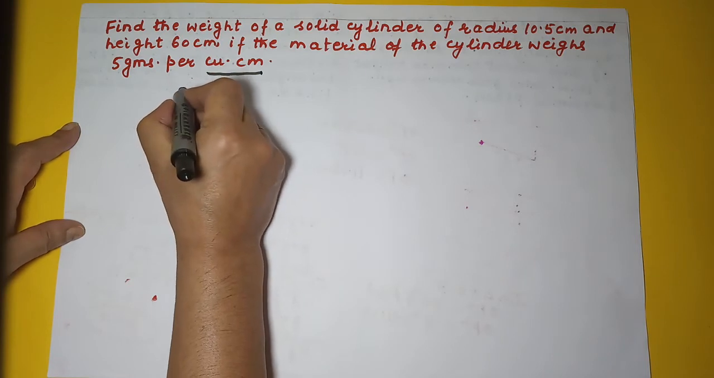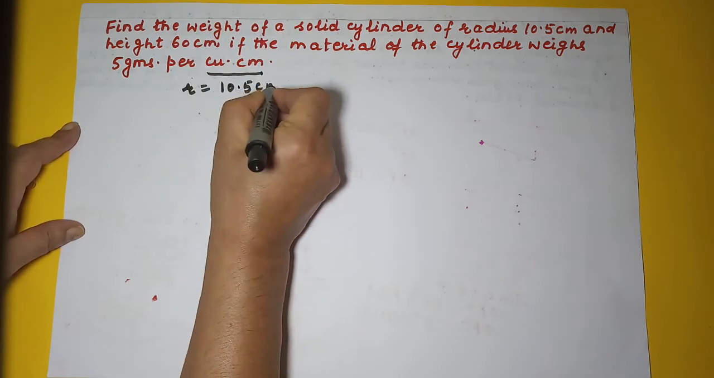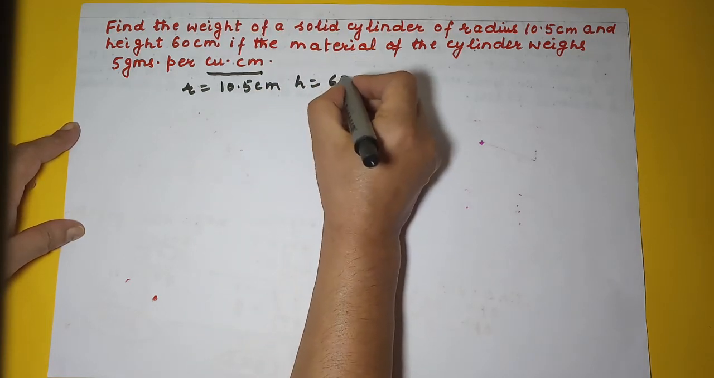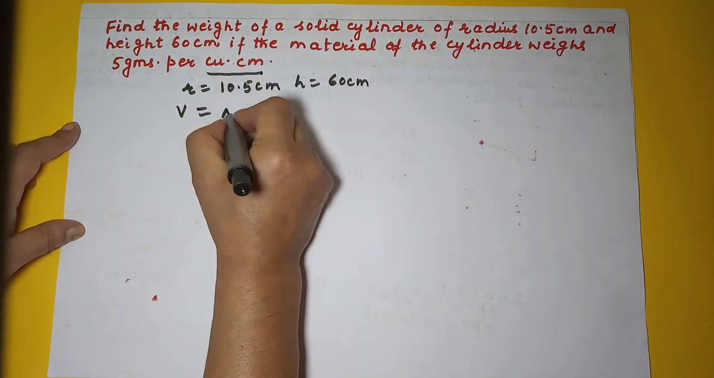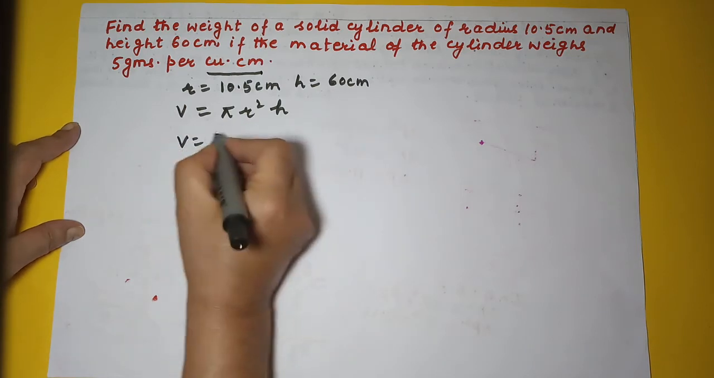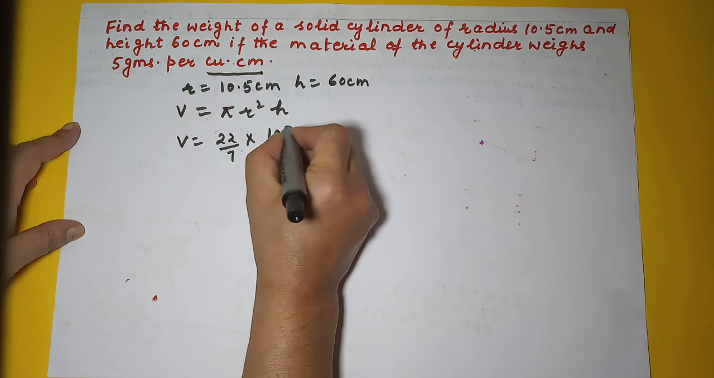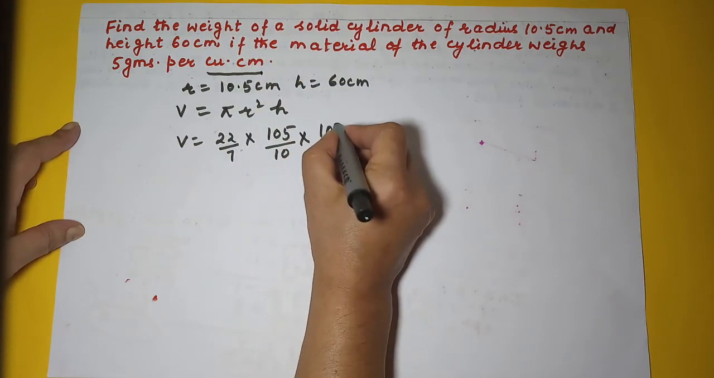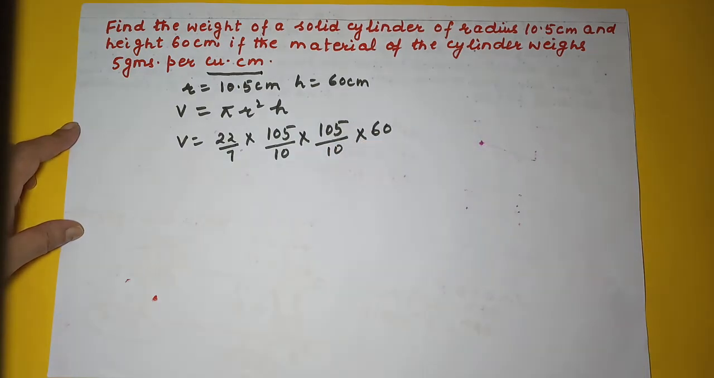What is the data? Radius is given 10.5 centimeters and height is given 60 centimeters. So we know that the volume of cylinder is pi r square h. So let's substitute the values. 22 by 7. My radius is 105, I'm removing the decimal, into 105 divided by 10, into height is 60.